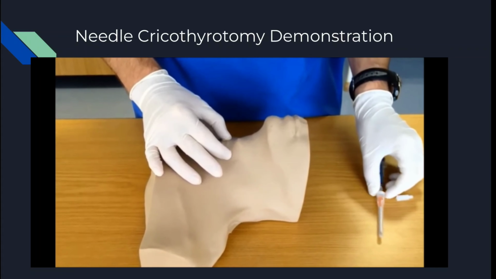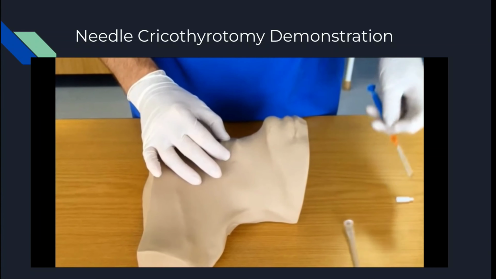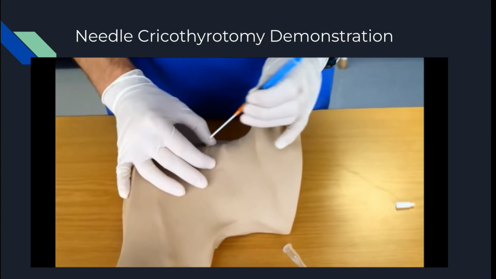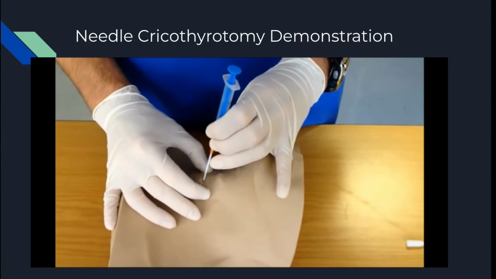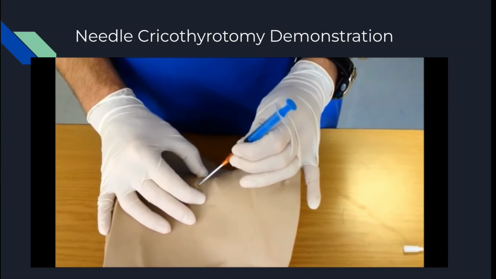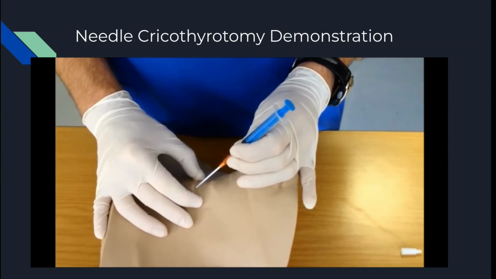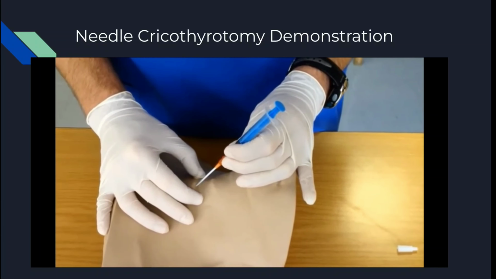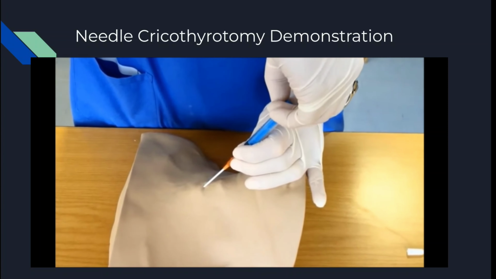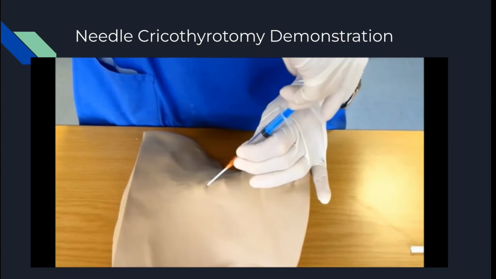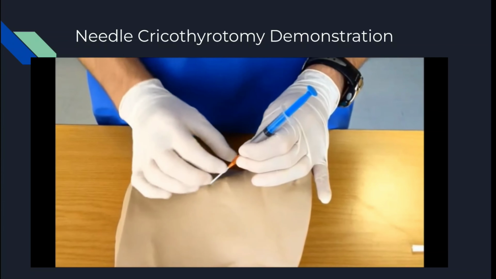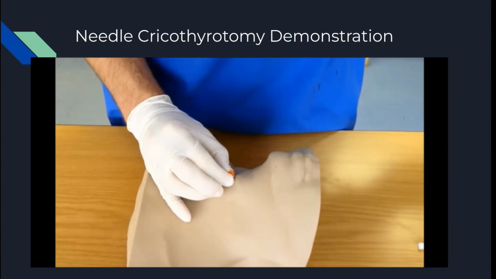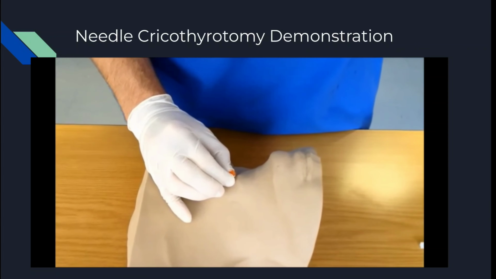Firmly stabilize the larynx with your one hand. In your other hand, grab the needle and syringe and pass it through the skin. Aim 30 to 45 degrees caudally and gently advance the needle until you feel a pop as you pass through the cricothyroid membrane. Aspirate air to confirm that you are in the airway. Keep control of the needle and advance the cannula into the airway. Remove and safely discard the needle and syringe.